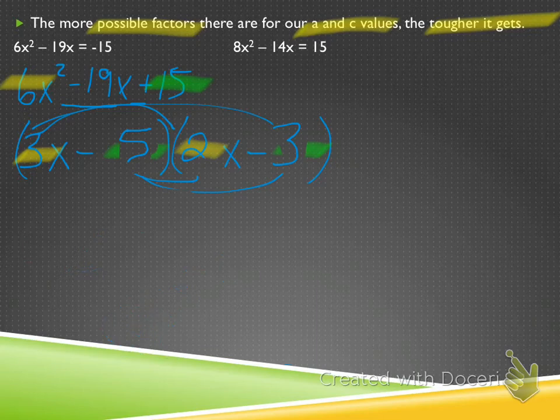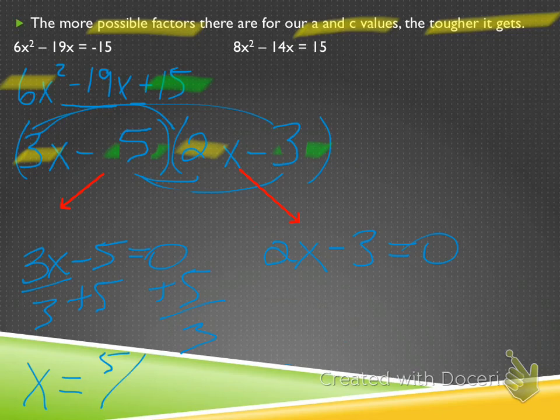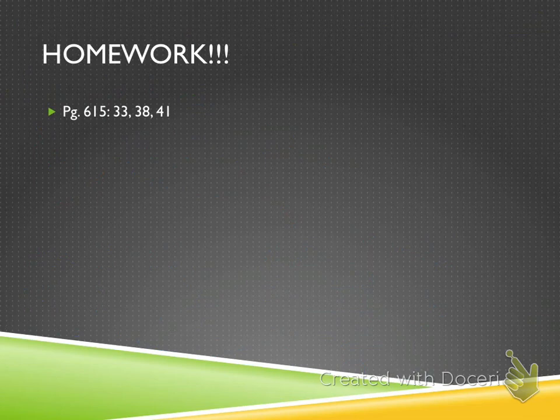So when I know that's right, then I can go ahead and draw my two separate arrows. So 3x minus 5 is equal to 0, and 2x minus 3 is equal to 0. Add 5, divide by 3. So x is equal to 5/3. Or add 3, divide by 2. X is equal to 3/2. These are my two solutions. And there we go.